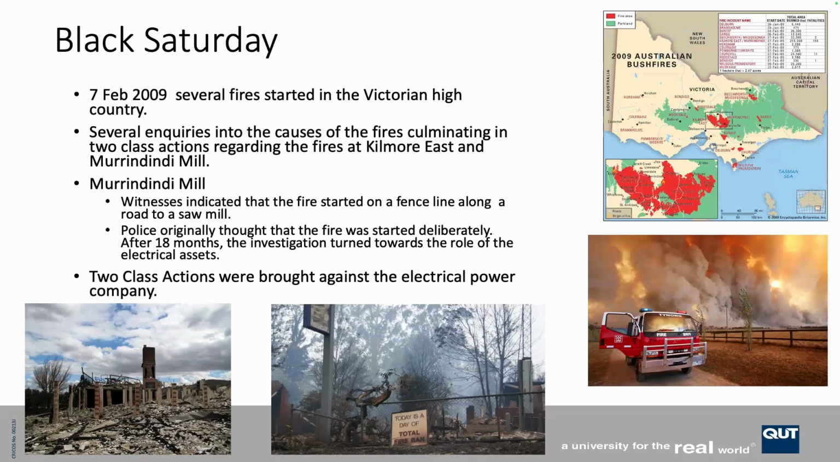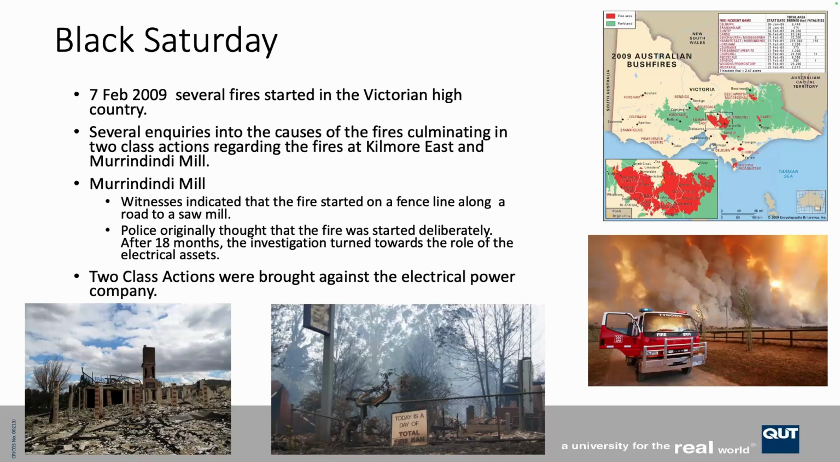The second case was the one that I was mostly involved with, and that is the Murrindindi Mill investigation. In this case, what we believe happened was that there was a modification done to some power lines, which led to one of the power lines breaking during this storm, and then falling onto a barbed wire fence and electrifying the fence and causing fires to spot along the fence line.